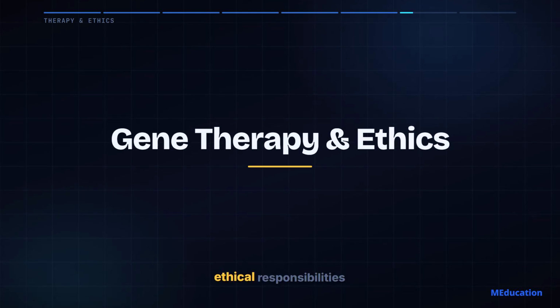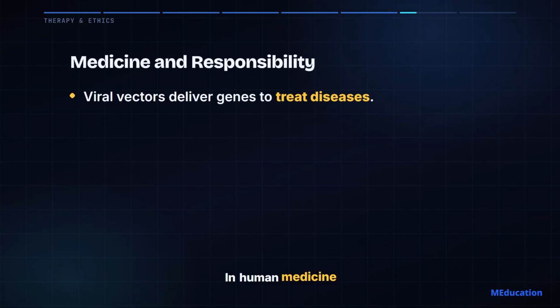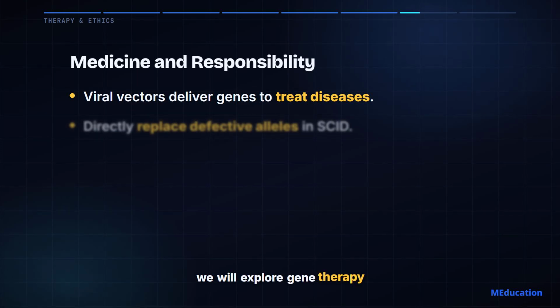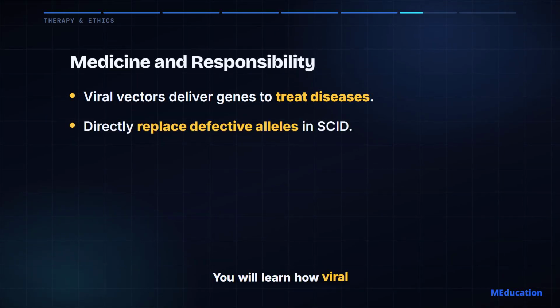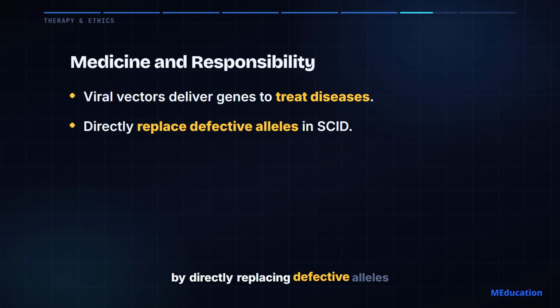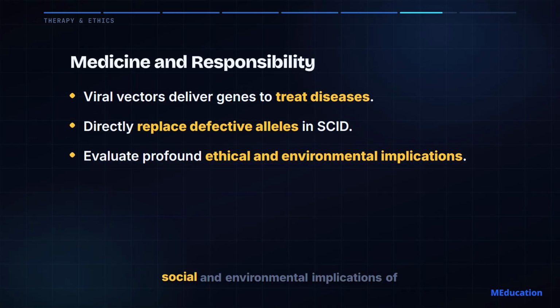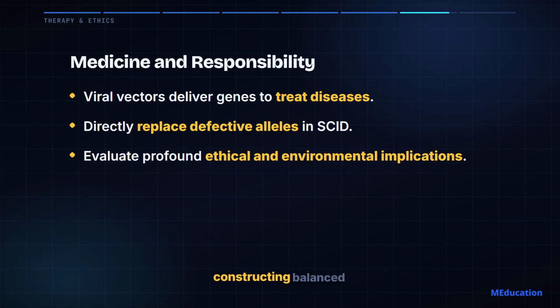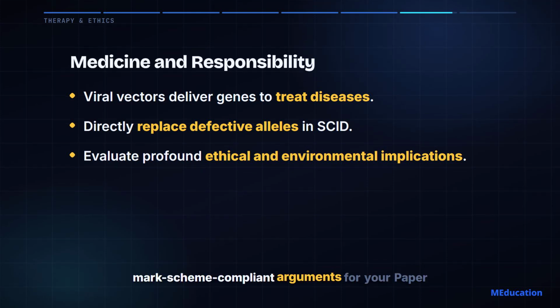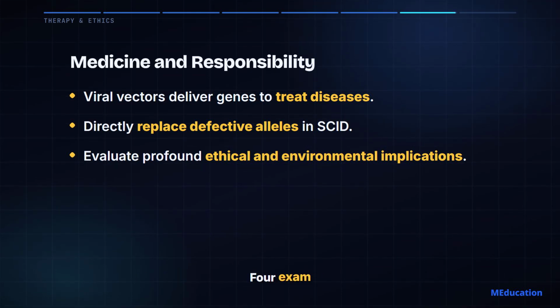Because the power to alter the genome is so profound, you must also learn to navigate the medical consequences and ethical responsibilities. In human medicine, we will explore gene therapy. You will learn how viral vectors are used to treat severe genetic diseases like SCID by directly replacing defective alleles in a patient's cells. Finally, you will rigorously evaluate the ethical, social, and environmental implications of genetic technology, constructing balanced, mark scheme-compliant arguments for your Paper 4 exam.